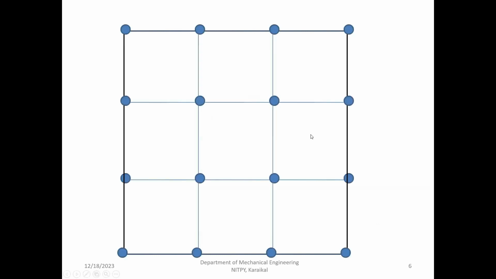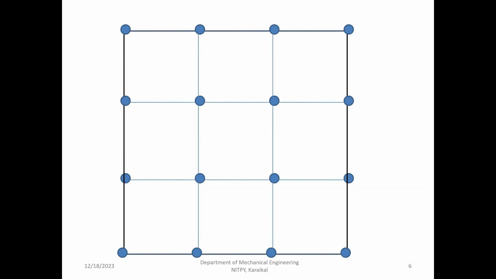Okay, so now when you're going to have a domain, what we are going to do is divide this domain into multiple points. If you divide it into multiple points and take the parameters like pressure, temperature, and velocity at all these points, it becomes a finite difference method.